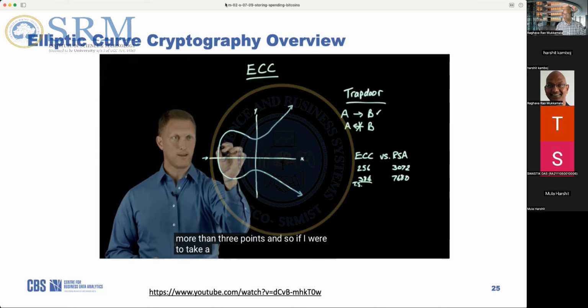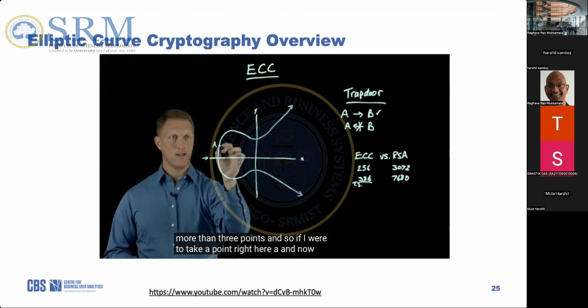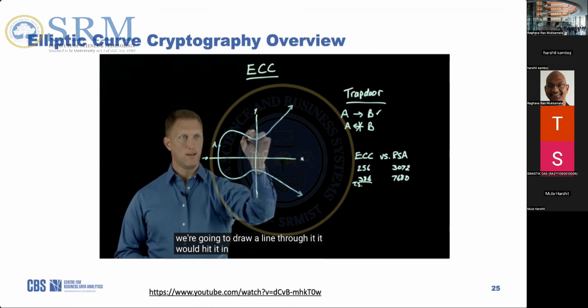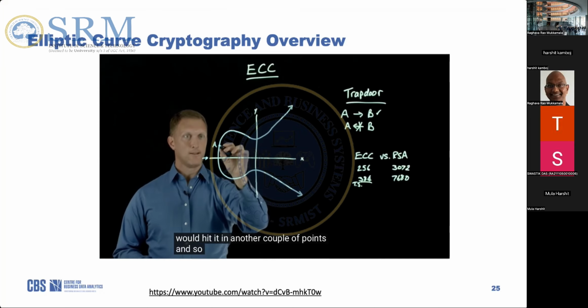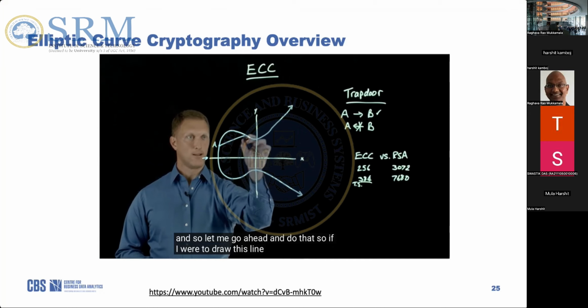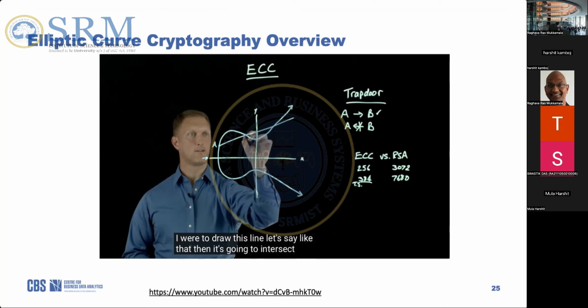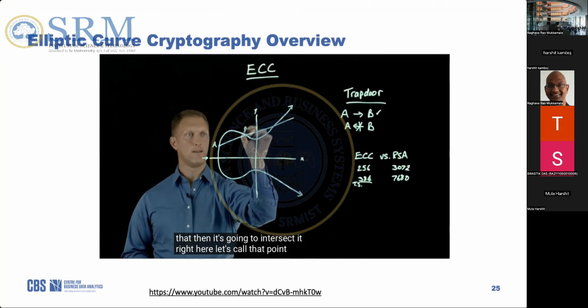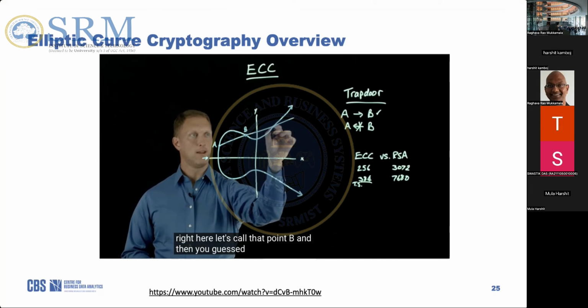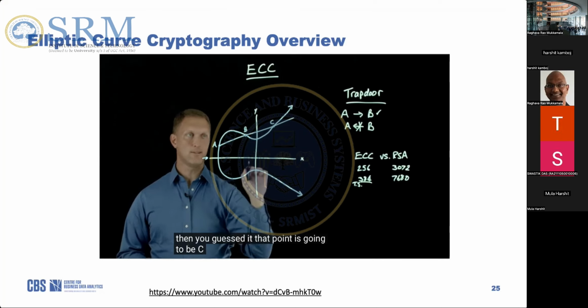If I were to take a point right here, A, and draw a line through it, it would hit the curve in another couple of points. So let me go ahead and do that. If I draw this line like that, it's going to intersect right here. Let's call that point B, and then you guessed it, that point is going to be C.